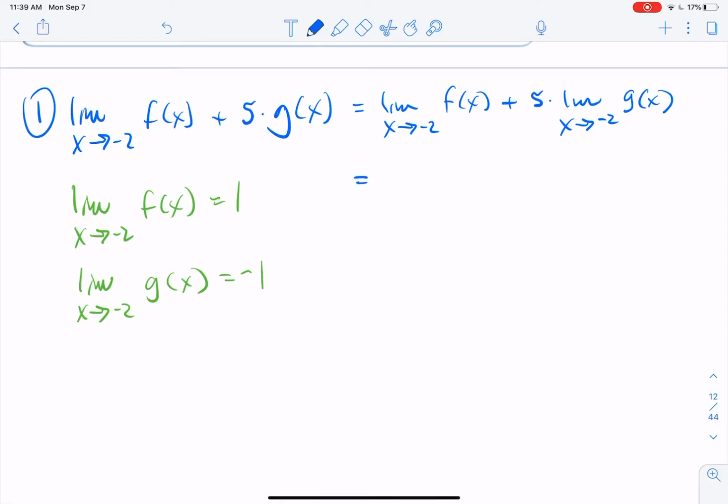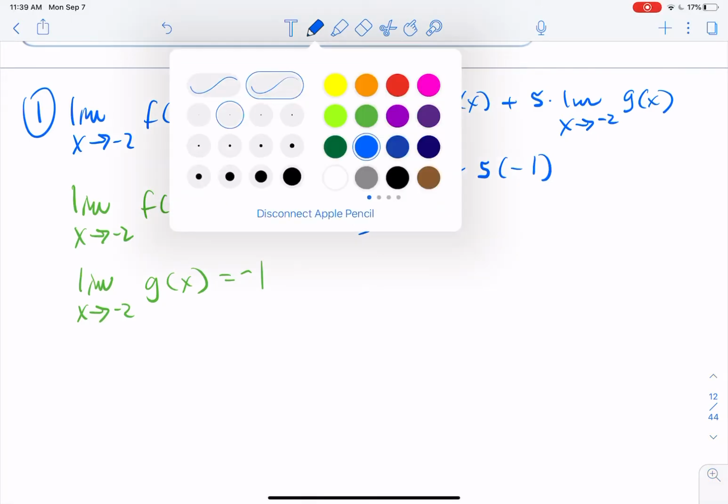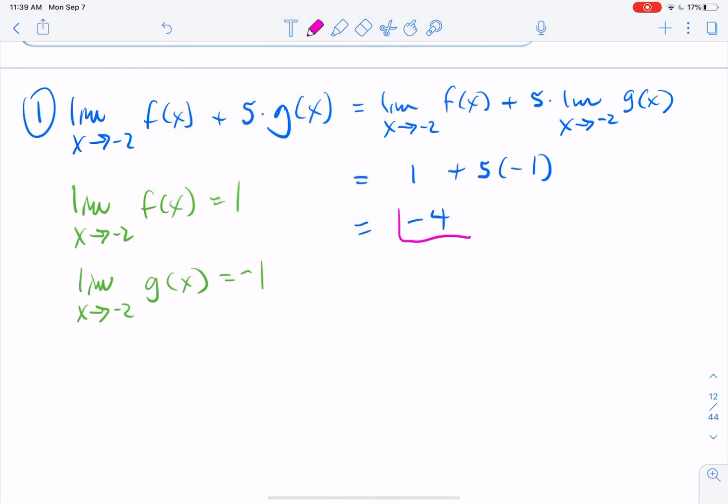So I'll go ahead and fill in my values here. I had a 1 for the f of x function plus 5 times the negative 1 for the g of x function. Do a little bit of arithmetic and get, I think, negative 4. You may have to use your calculator to confirm that, but I'm fairly confident in that number. Okay, so that's quite a lot to write down for this problem that seems very, very simple.